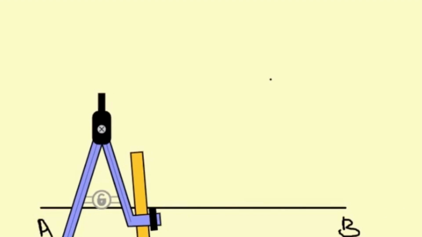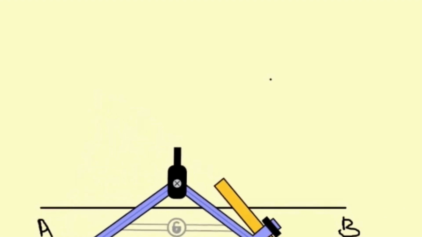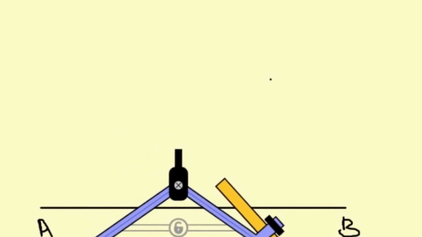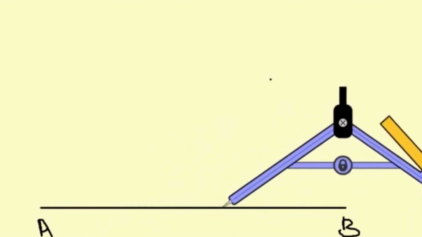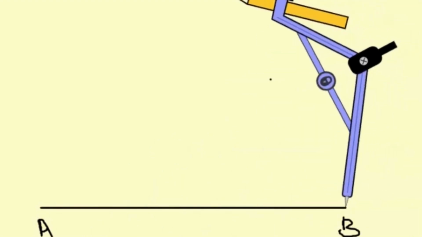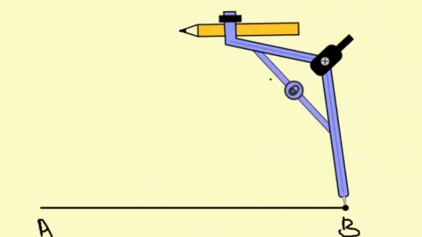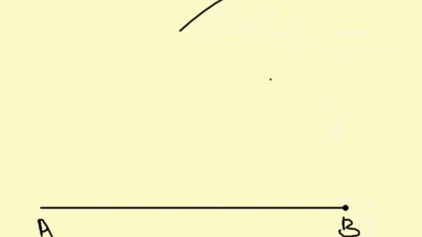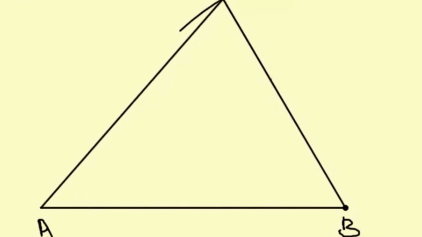Next, we are going to carry 8 centimeters. So we use a ruler to measure 8 centimeters, place the compass at point B and draw an arc, so that from B the arc is 8 centimeters. We are going to connect using a ruler from point B to meet the arc, which gives the triangle ABC.